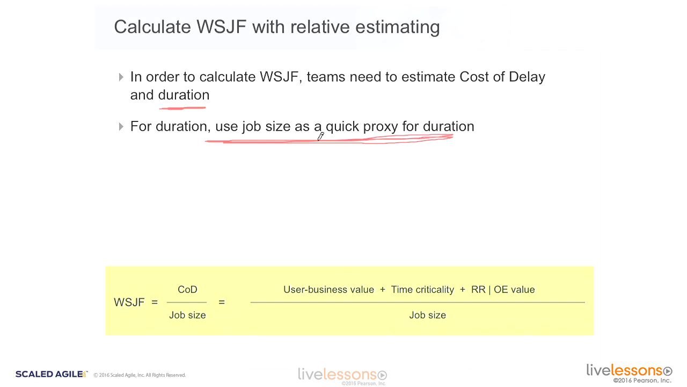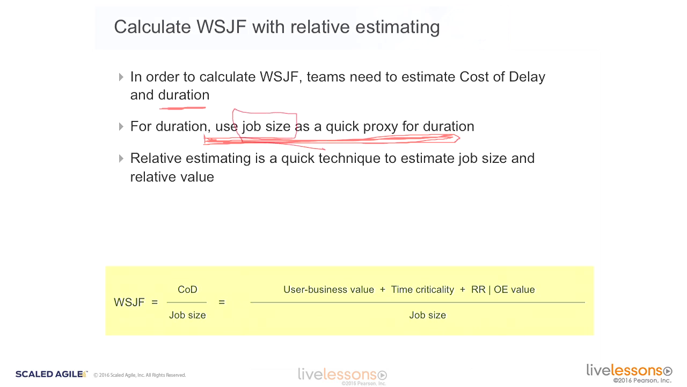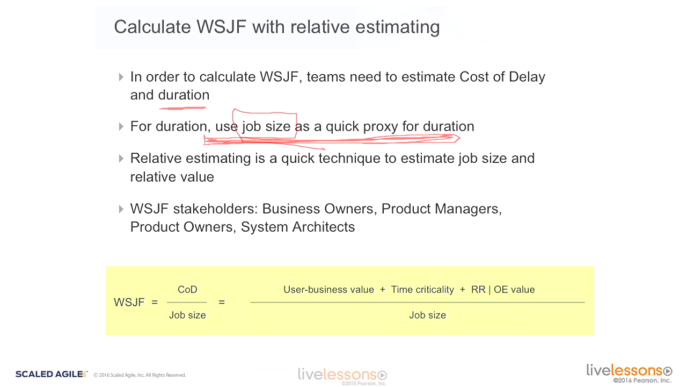We know how to estimate our user stories. We know how to pull our user stories together and estimate them using our planning poker. We can do the same thing here because it's only a relative estimate. So again, we'll use job size relative to the other jobs. Doing relative estimating is a very quick technique that allows us to estimate the job size and relative value very quickly. Who are the stakeholders in WSJF? Who would make these decisions? Well, they're largely business owners and product managers and the other people on the teams who understand that, and customers. A customer could be involved as well.